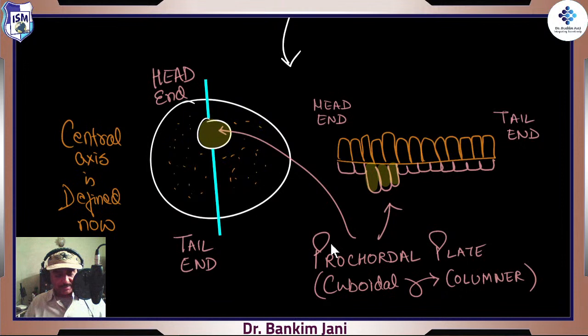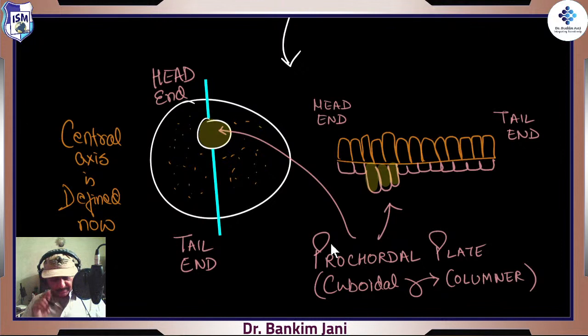the head end. So this is the end where the mouth would develop. The opposite end would be the tail end. That is where the cloaca would develop. And as we'll see when the digestive system develops, we always keep this as a reference. So first things first, we need to define the head end.